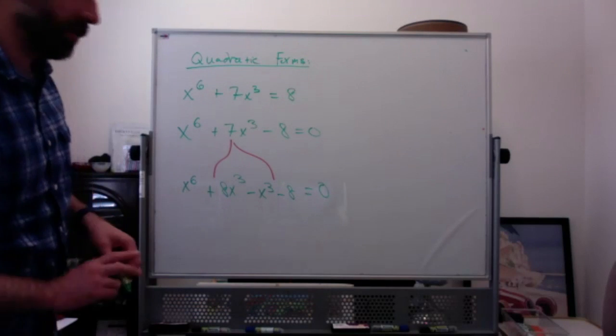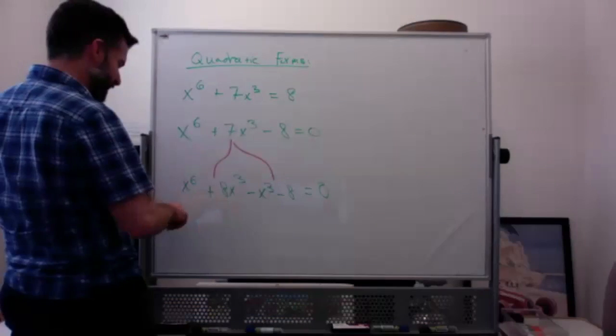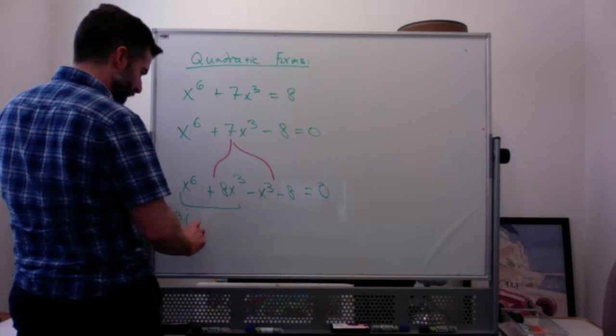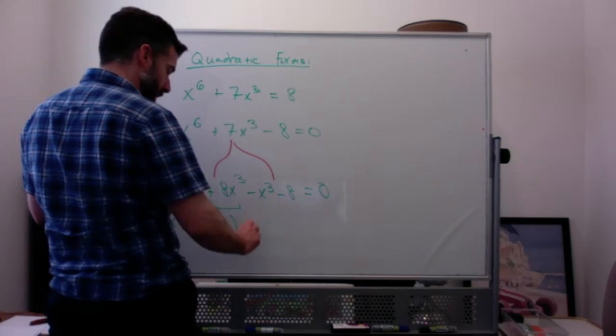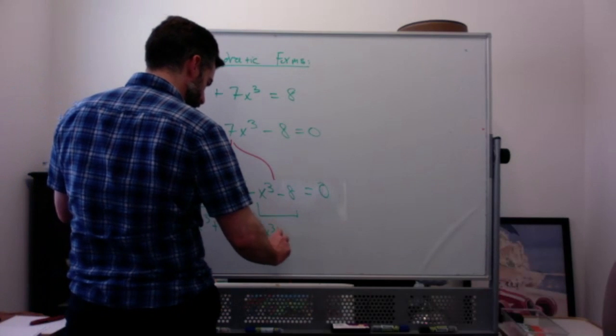And then I'm going to factor by grouping. So the first 2 pieces, I factor out an x cubed, and I'm left with an x cubed plus 8. The second 2 pieces, I factor out a -1, and I'm left with an x cubed plus 8.